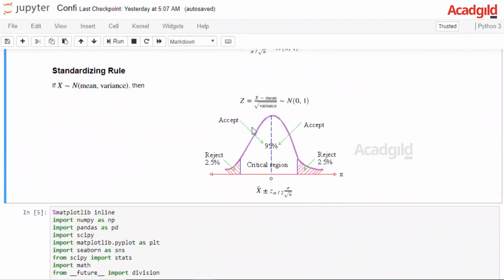So the critical region is given as 95%, and if the value falls under the rejection region, that is 0.025 on either side, this region is the rejection region, and the explanation of this comes under hypothesis testing. So what does it mean when I say 95% confident?